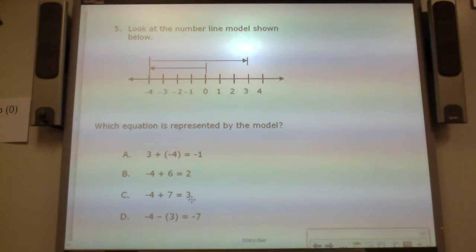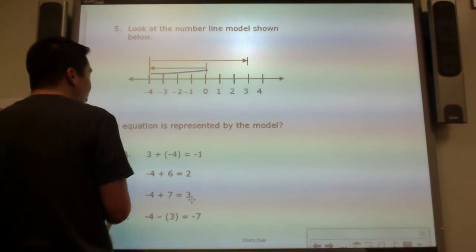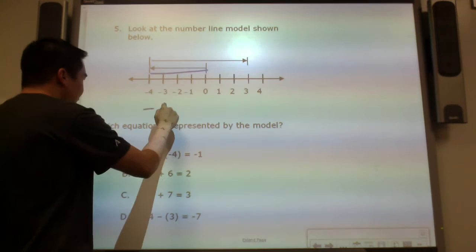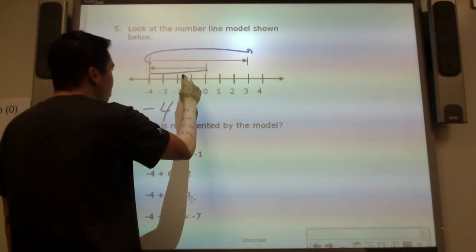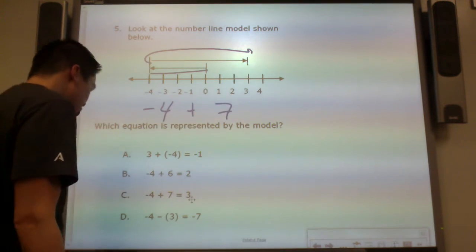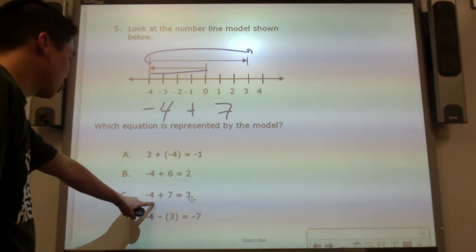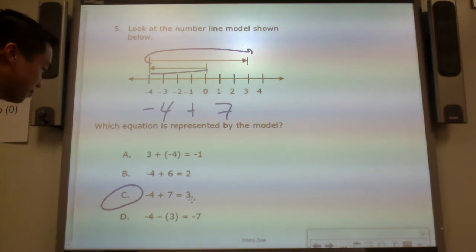Number 5. Which equation is represented by this model? It starts at 0, it goes back 4 spaces, -4. It goes forward 1, 2, 3, 4, 5, 6, 7. So which one shows it go back 4, go forward 7? C is the only one that makes sense here.